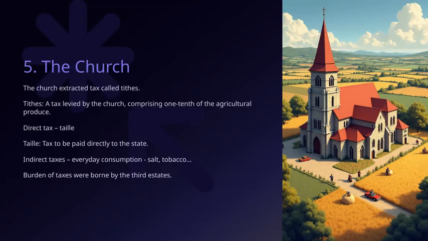On this slide, we're focusing on the role of the church in the taxation system. The church collected what was called tithes, which was a kind of tax. This tax was usually 1/10 of the agricultural produce, so farmers would give 1/10 of their harvest to the church. It was a significant source of income for religious institutions at the time.